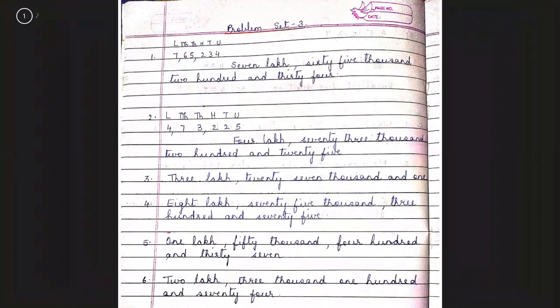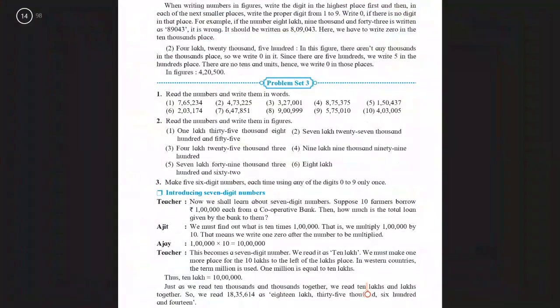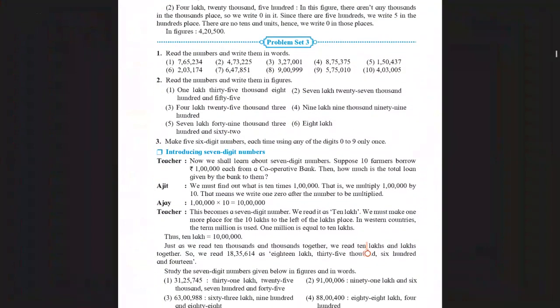Now the first question was to read the number. Now see, read the numbers and write them in words. So the first number that you have is 7,65,234. So what you will do is, starting from the last number, you're going to arrange those numbers in the order unit, 10, 100, 1000, 10,000 and lakh. So after 10,000, the next number that comes is lakh, L-A-K-H.